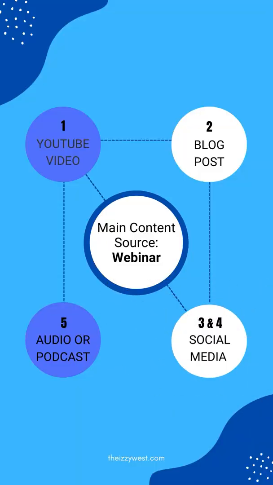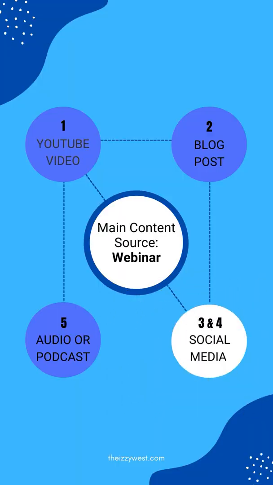Step number 3 is to take the blog post and of course promote it on social media, in your email, etc. So promoting your blog is content piece number 3. Number 4 is editing your video down and taking out just short clips.